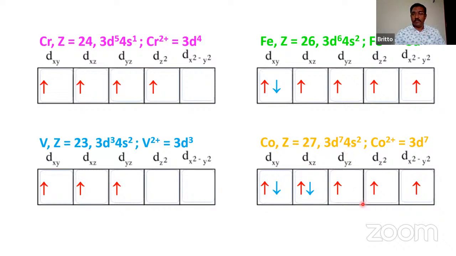In 3d7, again we put 5 electrons in each orbital and pair the remaining two. So 2 orbitals have paired electrons and 3 orbitals have unpaired electrons. Here you have 3 unpaired electrons, and in d3 also 3 unpaired electrons. When we compare these two, vanadium 2 plus has empty orbitals. If you have empty orbitals, it will be less stable. So cobalt 2 plus is more stable compared to vanadium 2 plus.